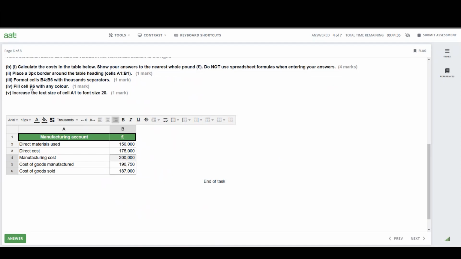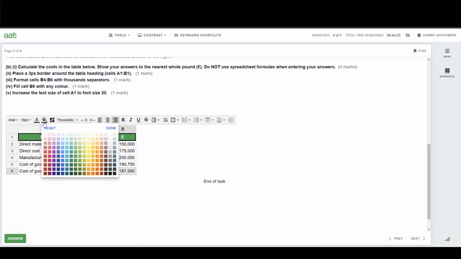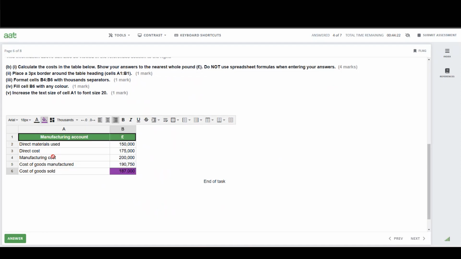Next, we need to fill cell B6 with any colour. Your opportunity now to get a bit creative. So B6, let's go to the fill option, which is this little paint pot here. Open it up. You can put any colour you like, and I'm going to go for a nice bright purple. Okay, so I have filled cell B6 with colour, and then in Part 5, increase the text size of cell A1 to font size 20.